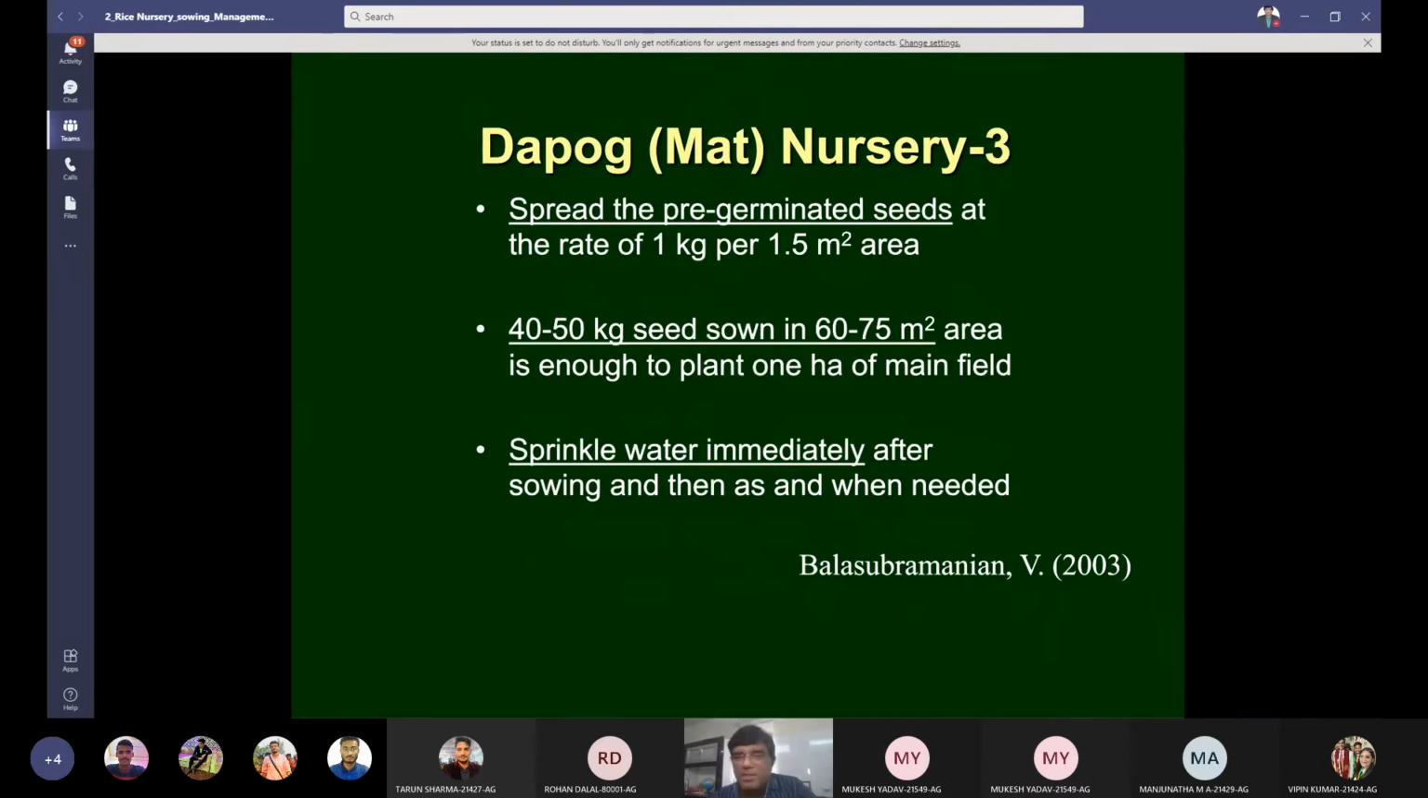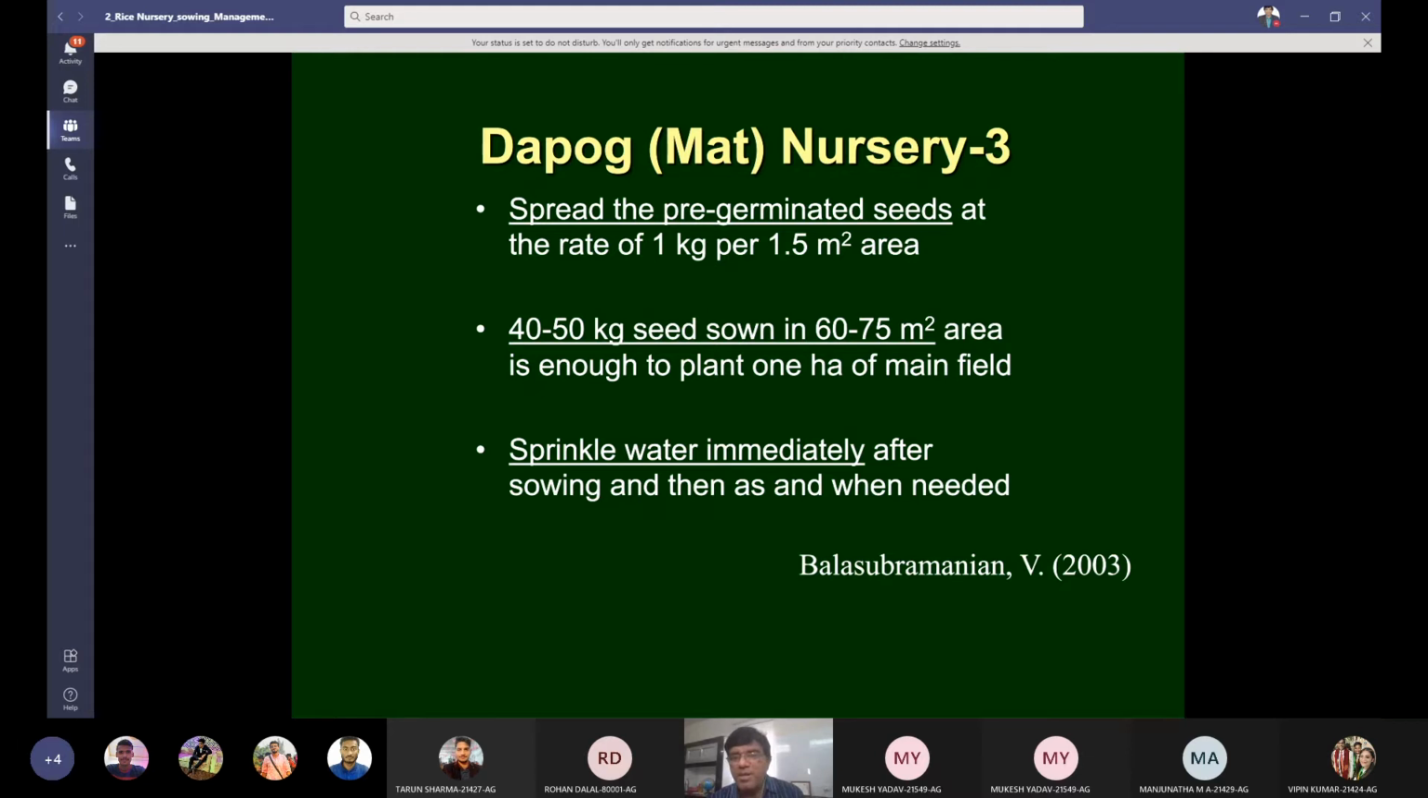So spread the pre-germinated seeds. You know how pre-germinated seeds are prepared; like in the wet bed nursery, you have seen how pre-germinated seeds are prepared. Seed treatment is also recommended in this case. In any nursery method, seed treatment is always advisable, so the same seed treatment can be done here also.